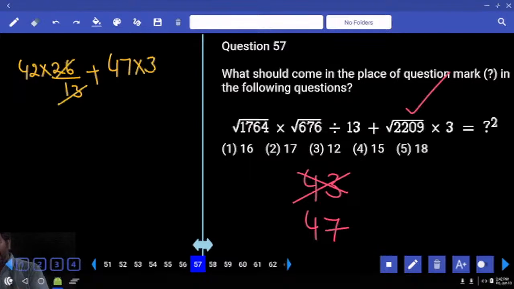Correct? 13, 4, 1, 5. Verify the last digit. 2 into 2, 7 into 3, 4 plus 1. Which square ends with 5? 5 square only. Options? Only one, 15.